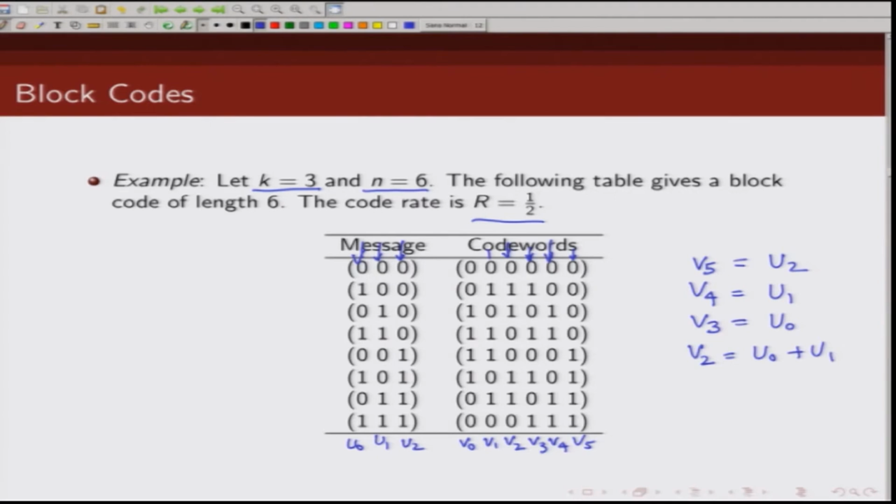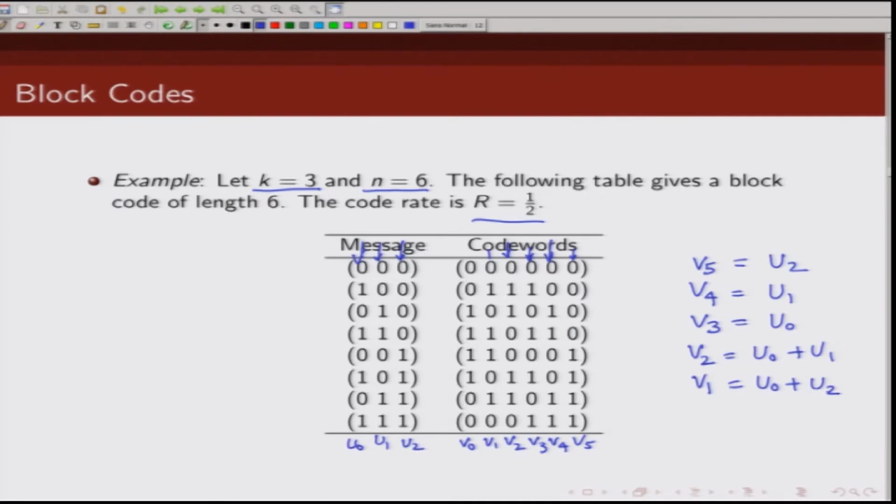Now let us look at V1. If we look at these two, U0 plus U2, so 0 plus 0 is 0, 1 plus 0 is 1, 0, 0 plus 0 is 0, 1 plus 0 is 1, 0 plus 1 is 1, 1 plus 1 is 0, 0 plus 1 is 1, and 1 plus 1 is 0. So V1 is nothing but U0 plus U2.